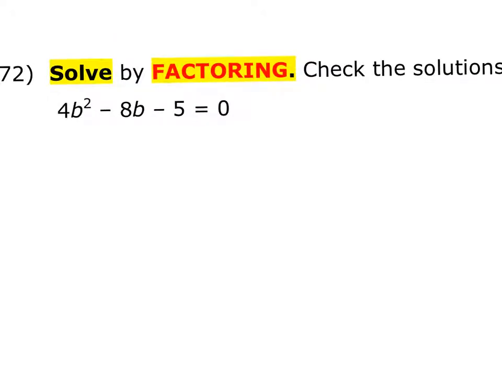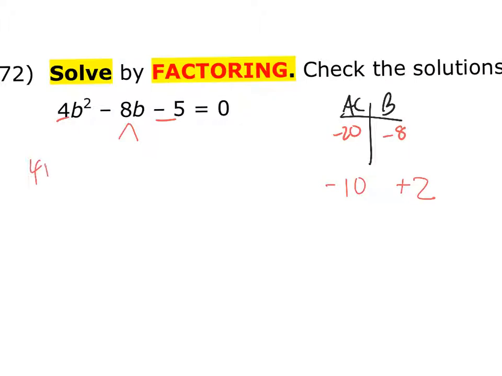Solve by factoring. There's no GCF, so I'm going to immediately go into ACB. What multiplies to negative 20 and adds to negative 8? 10 and 2, negative and a positive. So I'm going to expand that guy out. So it's 4b squared minus 10b plus 2b minus 5 equals 0.